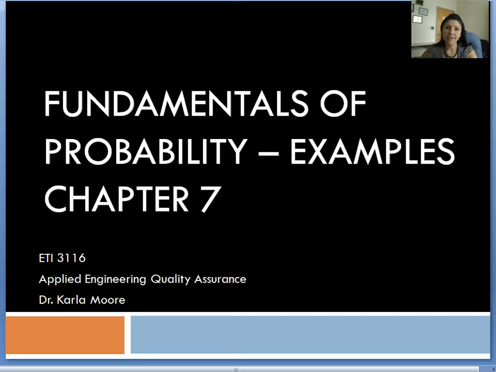Fundamental probability examples. This is chapter 7. In this lecture, we are going to work different problems to see how the probability theorems, the counting of event rules, and the discrete and continuous probability distributions can be used to solve problems.